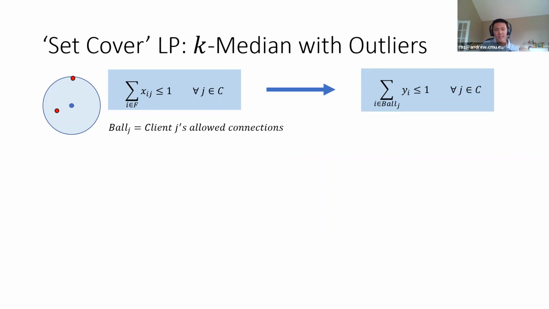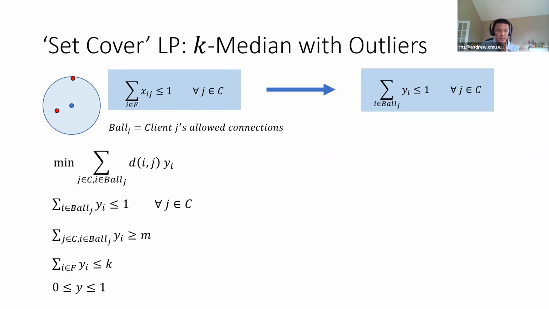And now I can write down a different constraint. Instead of saying I can connect each client at most once, I can say I can open at most one unit of facility in each ball J on the right. Now, with these ball J's in hand, I can write down a different LP where I want to cover these ball J's using open facilities. And this is the LP we're going to think about.